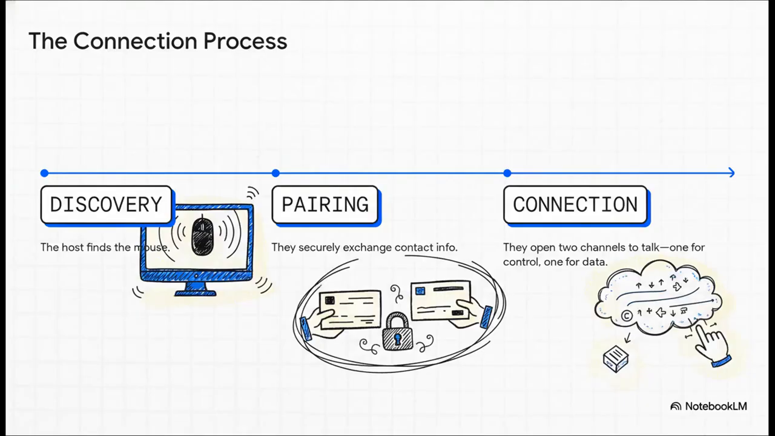First up is discovery. Your computer basically shouts into the void, is anyone out there? And the mouse raises its hand. Next is pairing, where they swap info securely, kind of like exchanging phone numbers. And finally, you get connection. This is where they open up 2 communication lines, a control channel to keep things stable and a data channel for all the good stuff, the clicks and the scrolls.